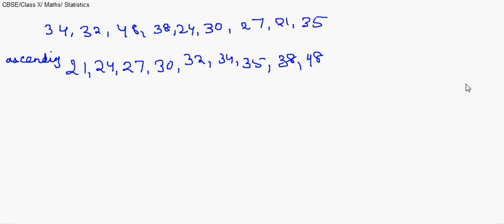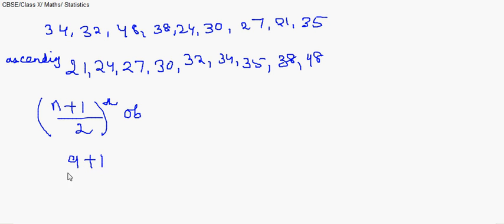Yep, correct. Now because the number of observations was 9, which is odd, in case of an odd number, the median will be calculated as the (n plus 1) by 2th observation. So it was 9 plus 1 by 2, that is the 5th observation. So it is 1, 2, 3, 4, 5. That's the 5th observation. The median is 32.